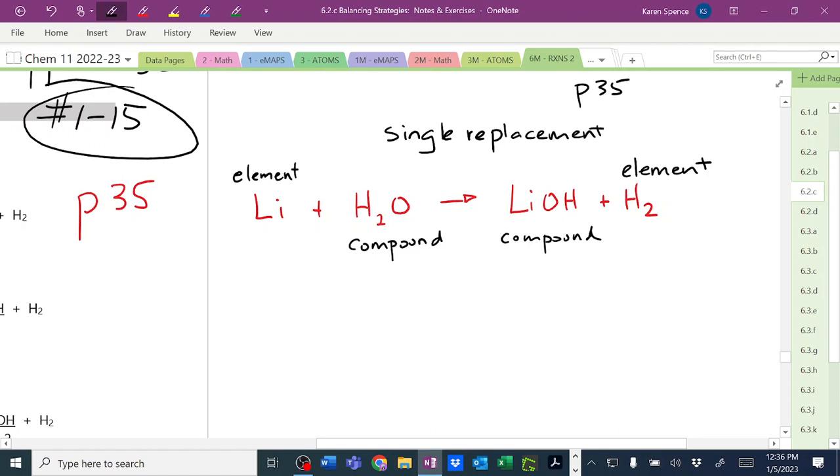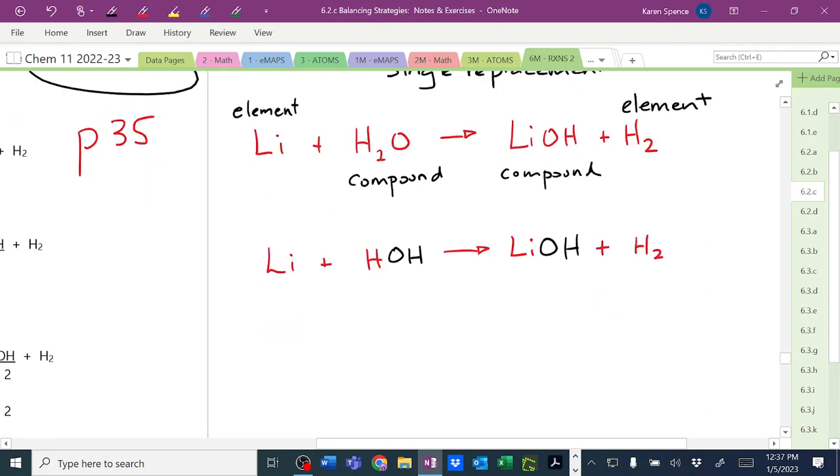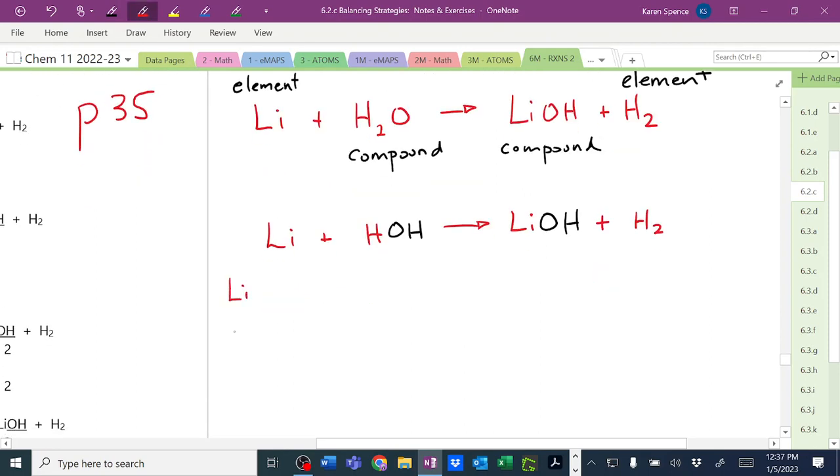But if you try and do this as single replacement with water written as H2O, it's difficult. What could we do with our H2O instead? We could rewrite it as HOH. And once we've done that, we can treat the OH as a single unit, just like we were doing with the other polyatomic ions. So we would have Li, H, and OH.